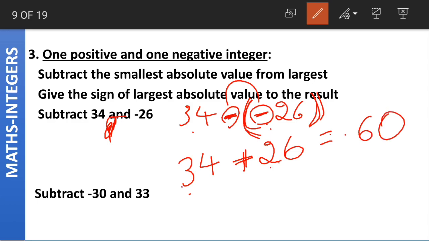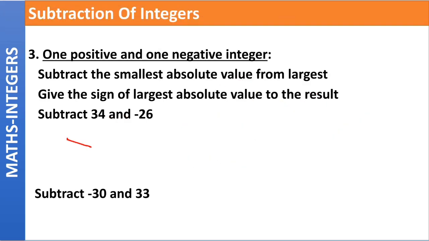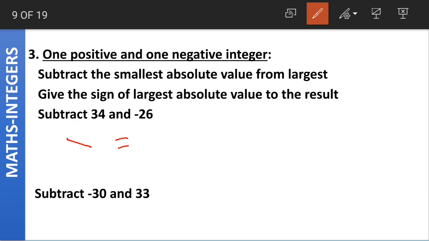Both the integers are positive here, so the result will also have the positive sign. Simply, the answer of adding 34 and 26 is equal to what? We got 60, which is a positive integer. Again, the next question is subtract minus 30 and 33. Minus 30 is the first integer, and the second integer is 33.